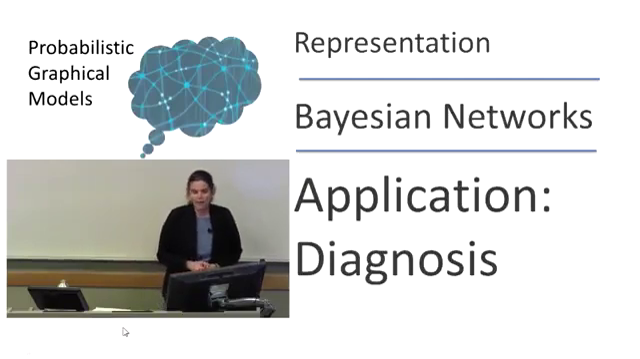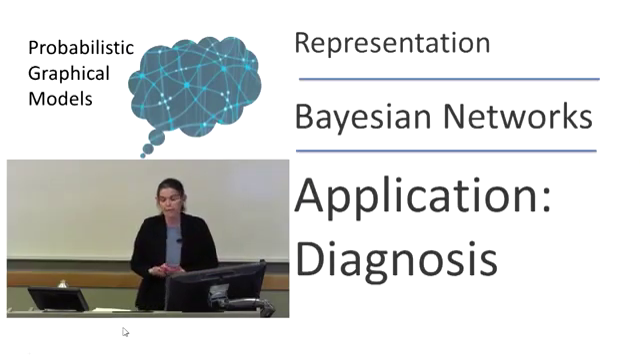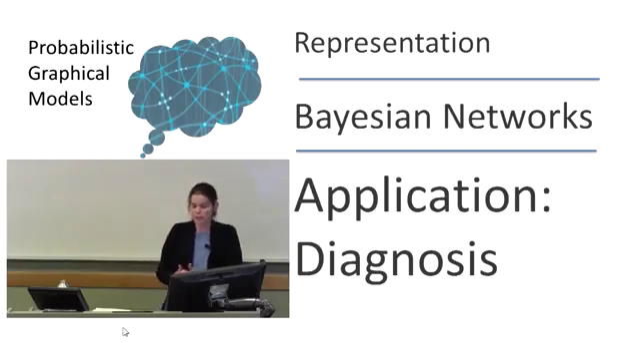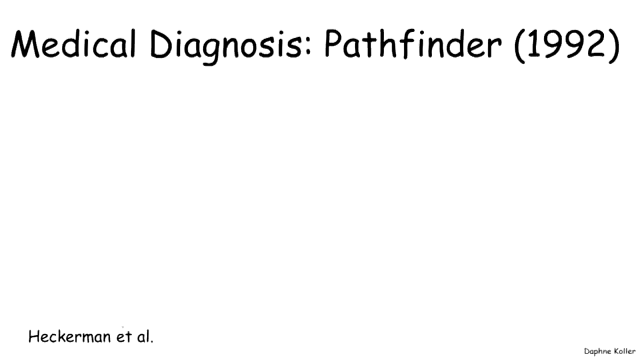One of the most common applications of Bayesian networks, or rather one of the earliest ones that are still very much in use today, is for the purpose of diagnosis. And by diagnosis, I mean both medical as well as fault diagnosis.